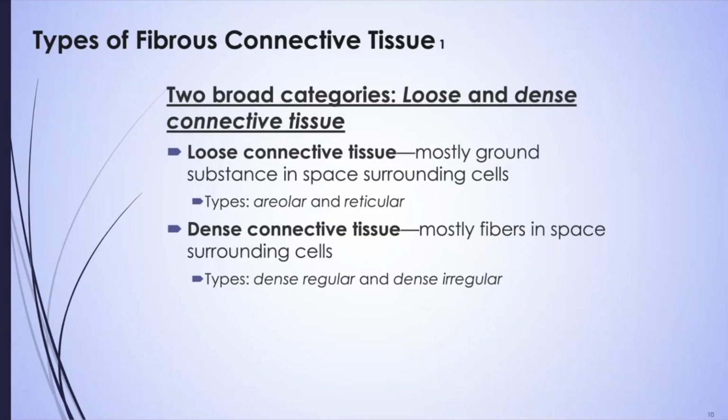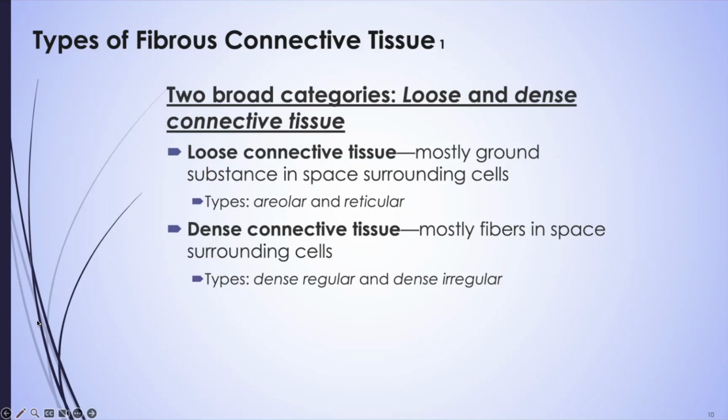All righty. Let's talk about types of fibrous connective tissue. We're going to separate them out into loose connective tissue and dense connective tissue. It's defining pretty decent. So in loose connective tissue, there's going to be more ground substance, which is the space between the surrounding cells, and less of the fibers, versus dense connective tissue, which is going to be mostly fibers with less of the ground substance.